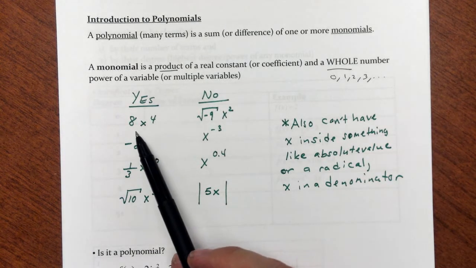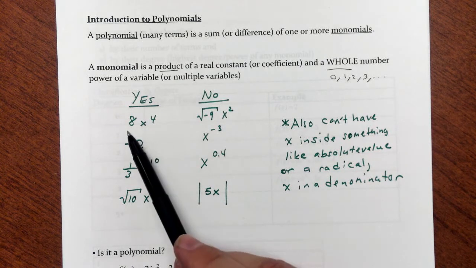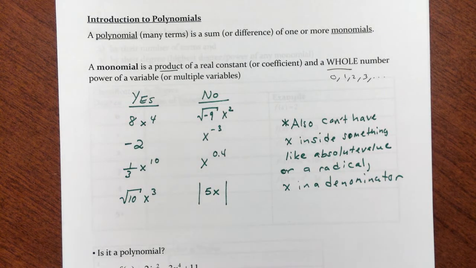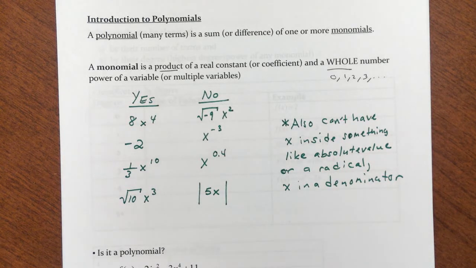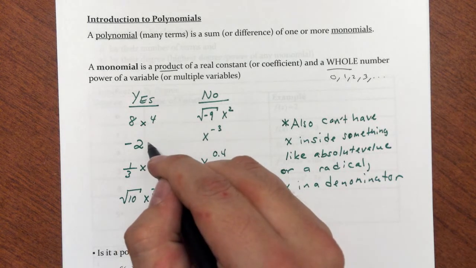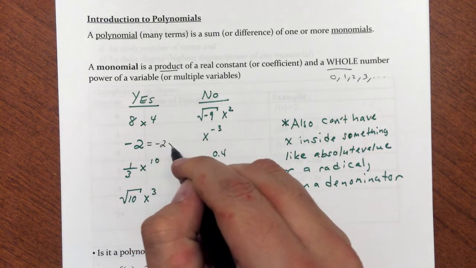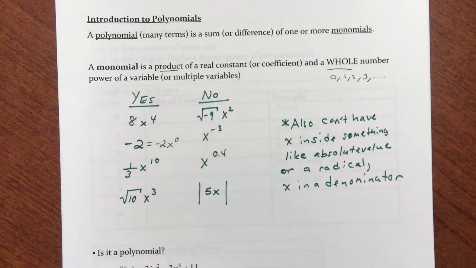Things that are monomials. 8x to the fourth. 8 is most certainly real. X to the fourth, that's certainly a whole number power of x. If I say negative 2 is just a constant by itself, that's fine. If you also think about it, negative 2 can also be thought of as negative 2 times x to the 0. Anything to the 0 power, we remember, is 1. 1/3 x to the 10th. Again, 1/3 is real. X to the 10th, that is a whole power of x.